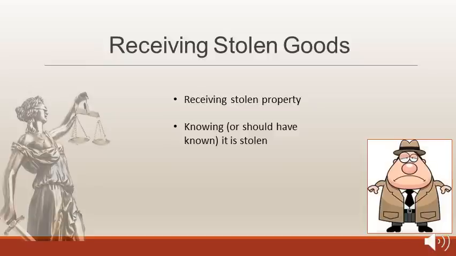So in summary, you have to have receiving stolen property. The property has to have in fact been stolen, and you knew it was stolen, or according to RPP, should have known it was stolen. And that's the last of the theft crimes. Now we're going to move on to what we call white-collar crimes.